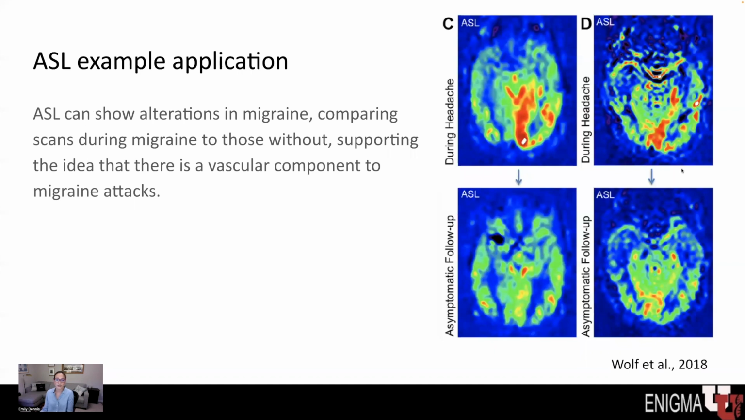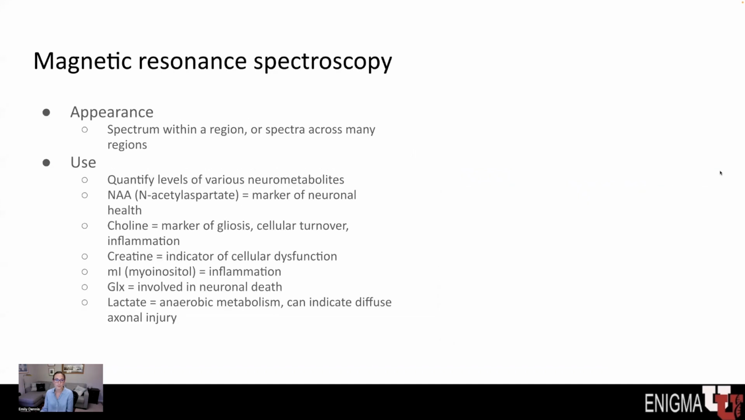One example application of ASL: ASL can show alterations in migraine. So in this study here, they have two participants who were having a migraine during their scan compared to after, when they were asymptomatic and had a follow-up scan. And you can see certain brain regions are hyperperfused when a migraine is occurring. So this supports the idea that there is a vascular component to migraine attacks. And in some cases, ASL can detect some changes right before the migraine occurs. So this can tell us a little bit more about how these headaches emerge.